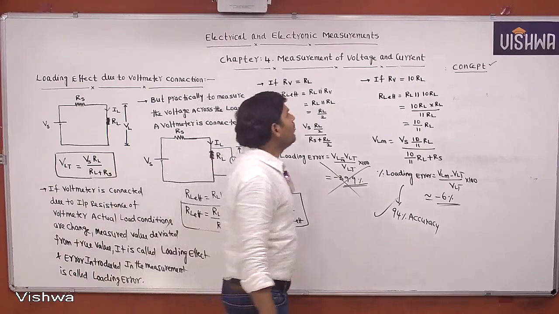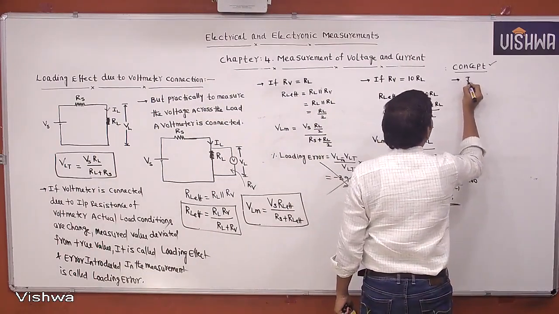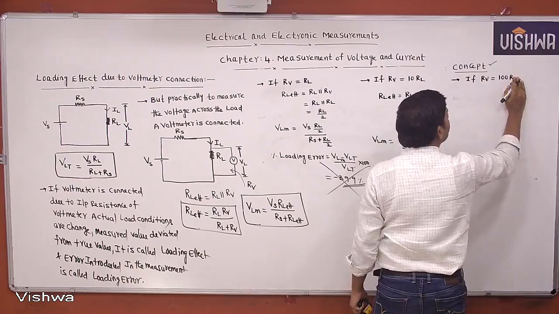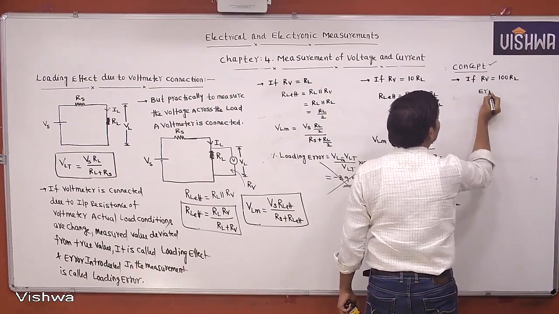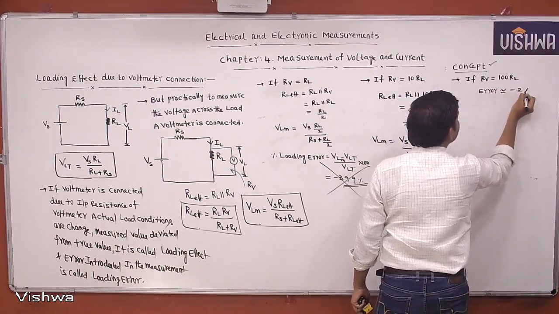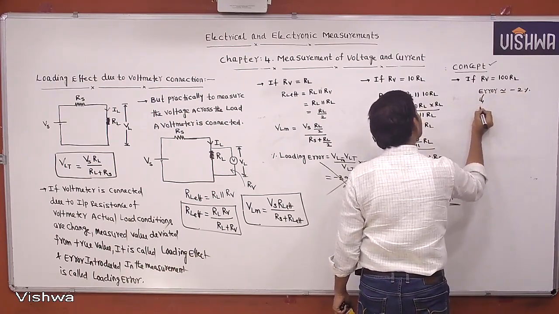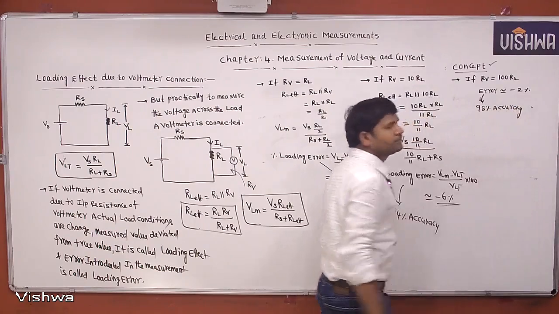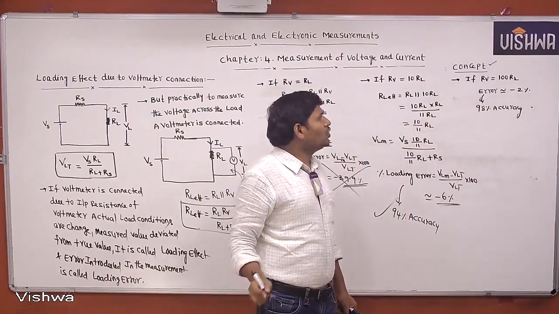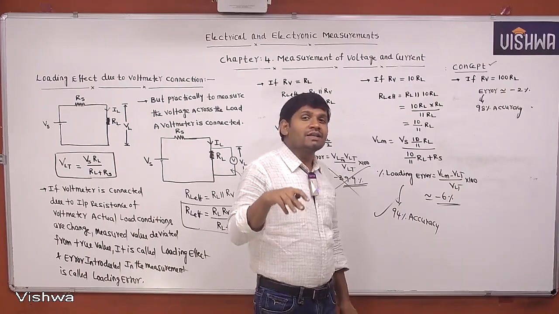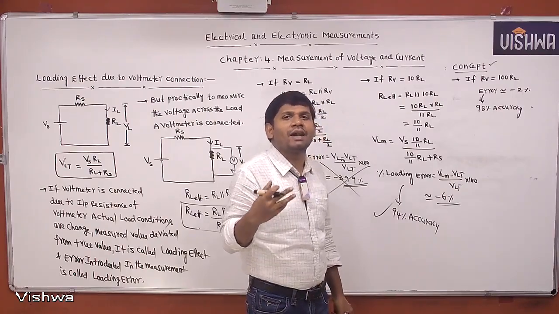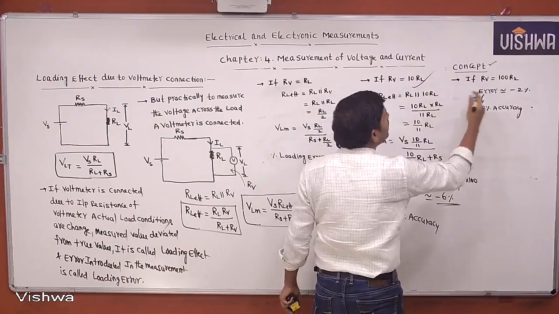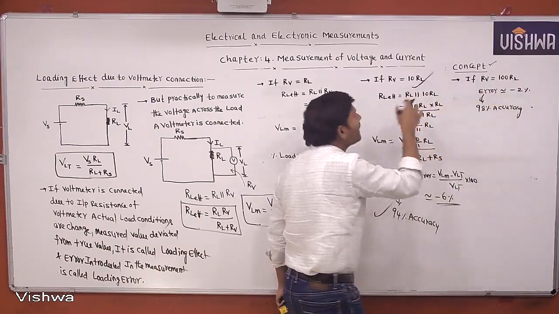No doubt at all. Similarly, if you select RV equal to 100 RL, then you can get error nearly equal to minus 2%. That is 98% accuracy we can get. Those conditions you substitute, then you solve. But selecting the voltmeter with input resistance of 100 RL is not practicable. That's why the minimum input resistance we can select is 10 RL. No need to make it 100 RL.